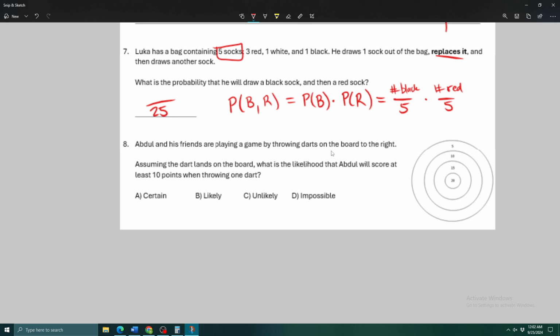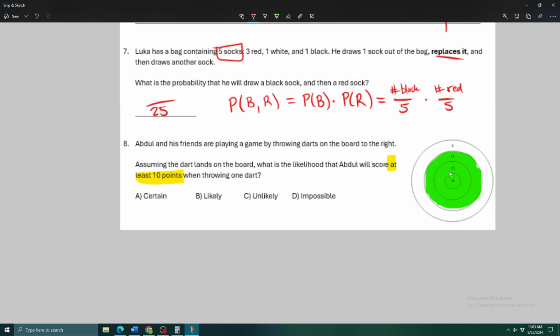Abdul and his friends are playing a game by throwing darts on the board to the right. Assuming it lands on the board, what's the likelihood that he'll score at least 10 points? Very important, right? At least 10, yeah? So at least 10, so that means more than 5, right? So it looks like I'm kind of looking at this section. I'm going to use a different color. Yellow is not it. Right, so in this section it looks like we're trying to score either 10, 15, or 20.